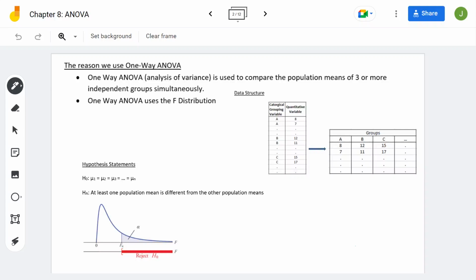So our hypothesis statements for one-way ANOVA will always be: our null hypothesis is the population means are all equal to each other, and we would have 3 or more population means. And then the alternative is at least one population mean is different from the other population means. Now, one of the challenges is if we reject H sub 0, all we know is one of the means is different. We don't know which mean is different from the other means or if they're all different from each other. We just know that at least one of them is different.